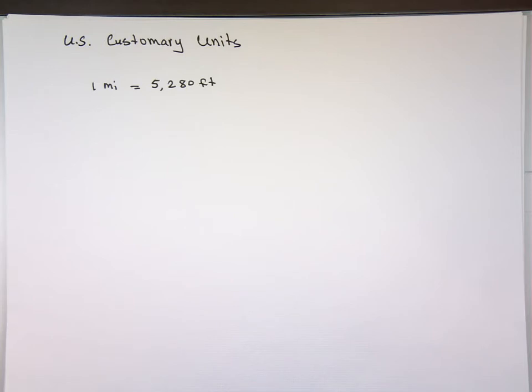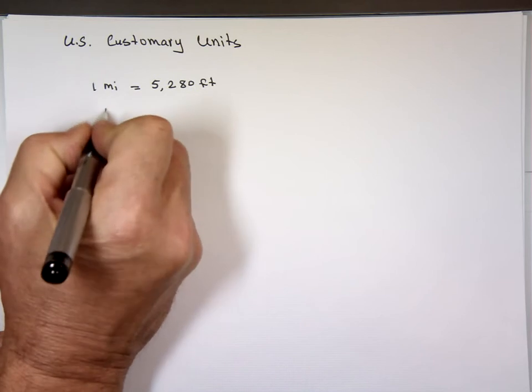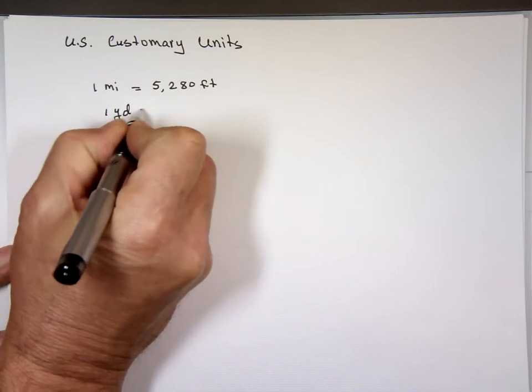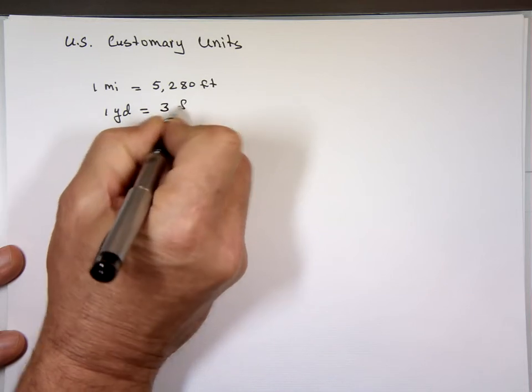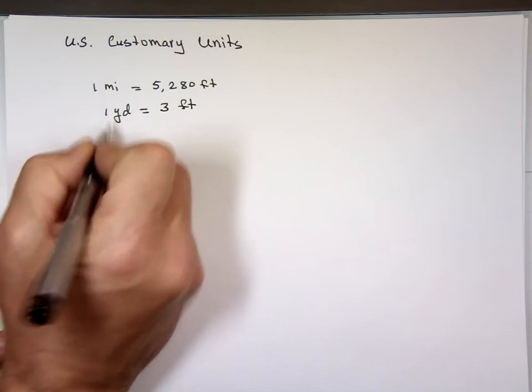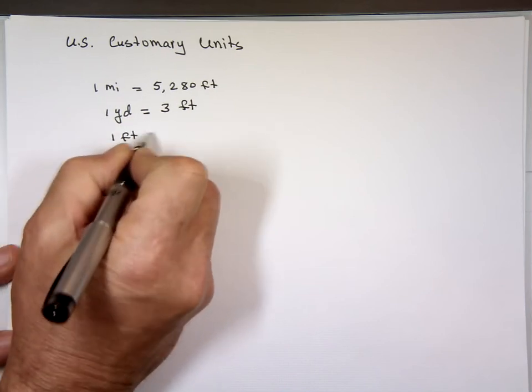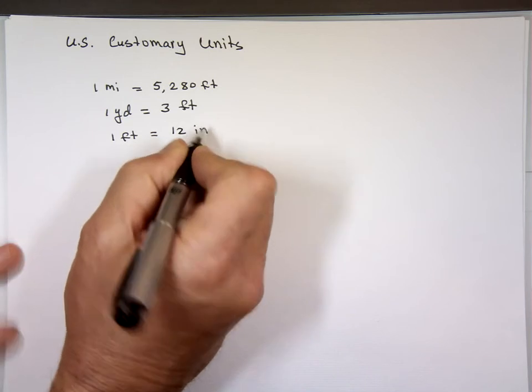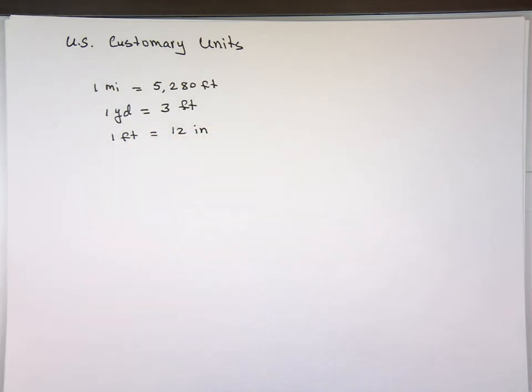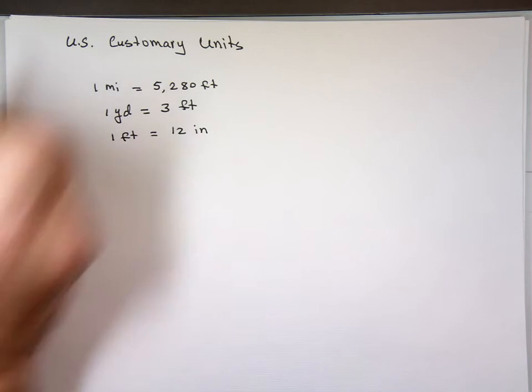1 mile is 5,280 feet. 1 yard equals how many feet? How many feet in a yard? 3 feet, yep. 1 foot, how many inches? 12 inches, yes. So these are the units you and I are familiar with. That's for length.